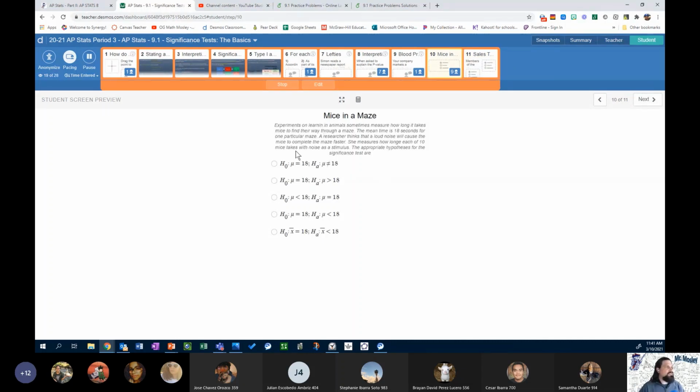And I have a typo, of course. Experiments on learning in animals sometimes measure how long it takes mice to find their way through a maze. The mean time is 18 seconds for one particular maze. A researcher thinks that a loud noise will cause the mice to complete the maze faster. She measures how long each of 10 mice take with noise as a stimulus. The appropriate hypotheses for the significance test are... In this case, please select what you believe are the 2 appropriate hypotheses for the null and the alternative. That's that question.